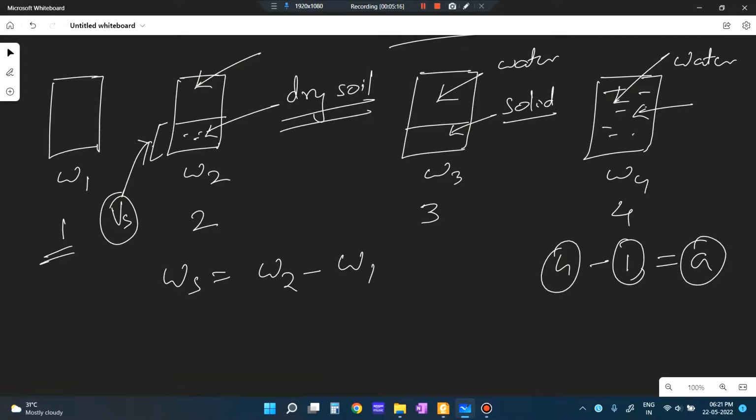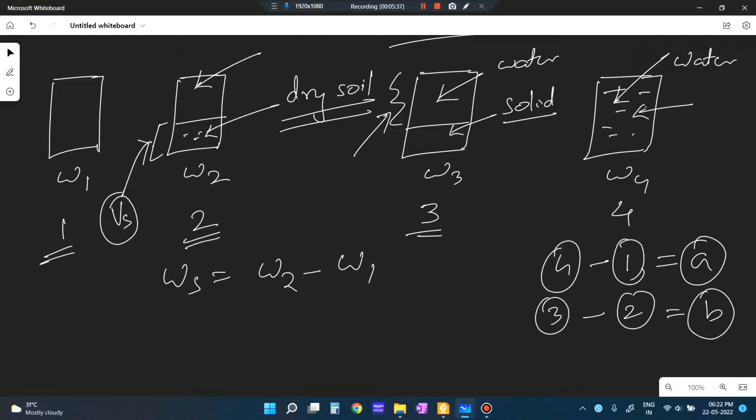Now if we subtract 2 from 3, that is we are subtracting the solid portion, we will get the weight of this volume of water. Am I right? 3 minus 2, we will get the weight of this volume of water. So let it be B. Now if we subtract B from A, we will get the weight of the equivalent volume of water. Am I right?